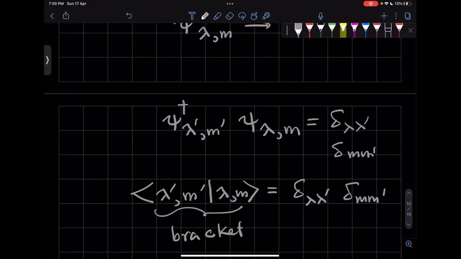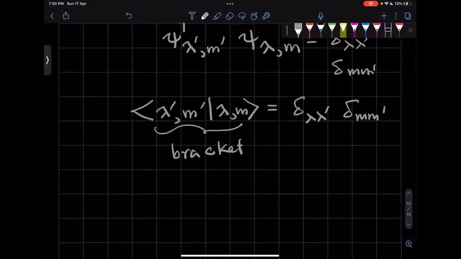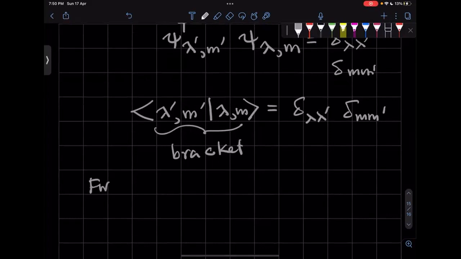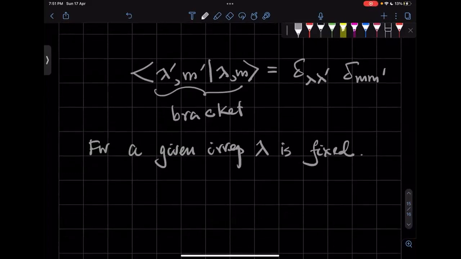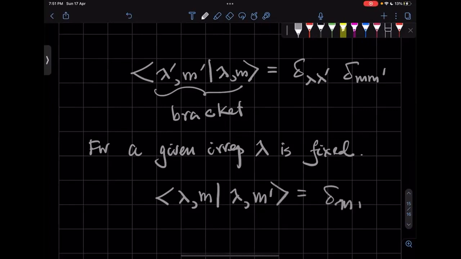Now for a given irreducible representation, for a given E-rep, lambda is fixed. So for now, we shall only change m. The relationship that we will be using is that lambda is the same, m may be different. So we have m prime.